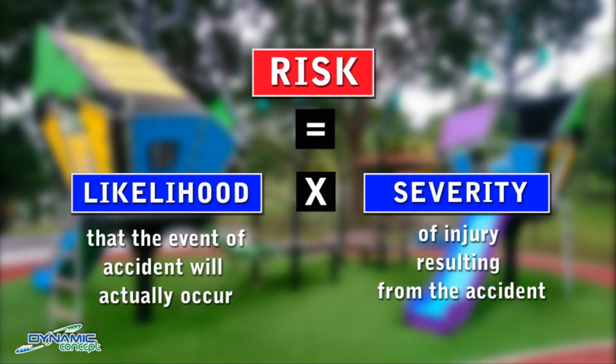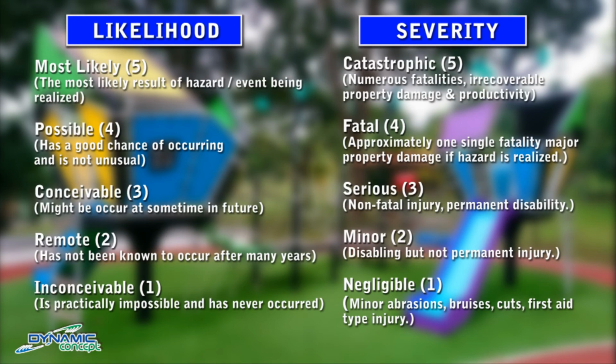In this section, I will explain general risks posed by each of playground activities. Risk is a combination of likelihood of accident and severity of injury. During the assessment, I will select which of the following categories most closely describe the likelihood and severity.